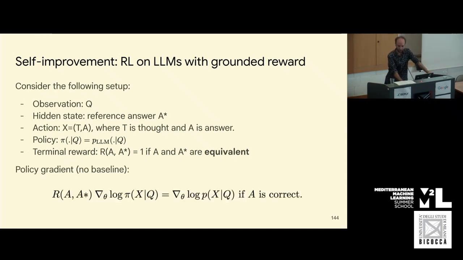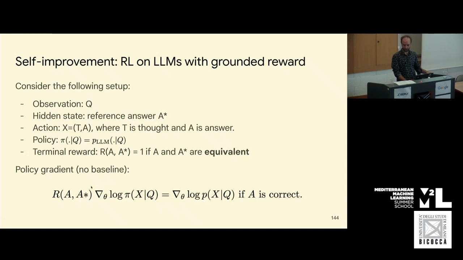So we recall the equations without a baseline that Claire gave for policy gradient. The way that policy gradient looks is sort of like a weighted form of supervised learning. I'm assuming that my generation is X, and so I do the grad log prob of X given Q. If X was my gold answer, this would just be supervised learning. But I weight it by the reward. And as it happens, the reward is one or zero, so it just becomes the grad of the log probability of the answer given Q if A is correct.